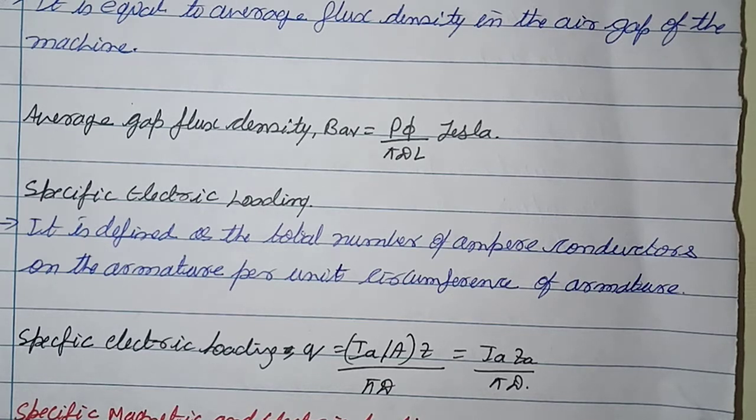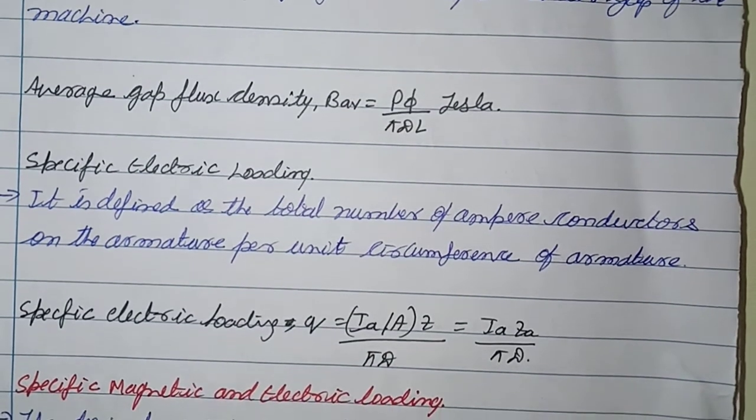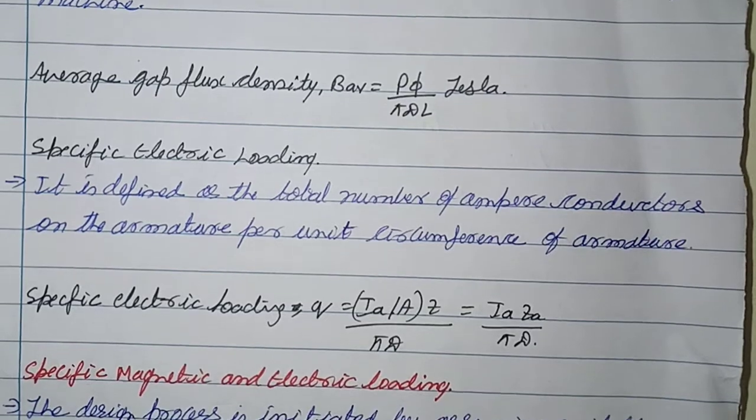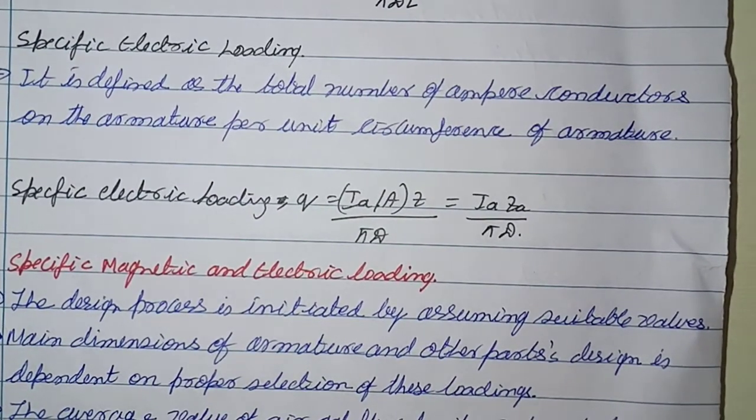So it is Ia by Za, where again in the basic equation, Z is the total number of conductors, whereas Za is Z by A, that is conductors per parallel path. So this is the basic that we have. Next, we will see some points on how the selection of specific loading, whether it is specific magnetic loading or specific electrical loading, affects the design.